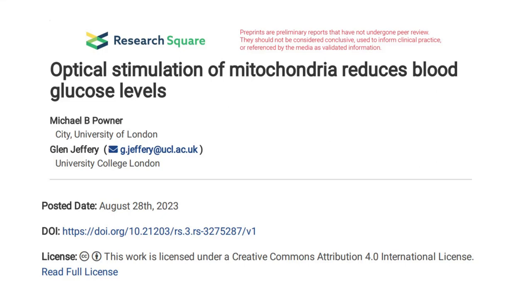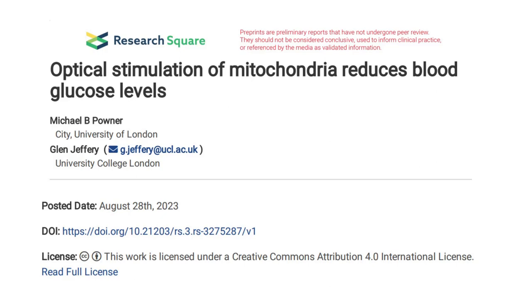Today we're going to talk about optical stimulation of mitochondria reduces blood glucose levels. Let's talk about this article that was just published on August 28th on this website that actually carries non-peer-reviewed literature, which is still the situation here.